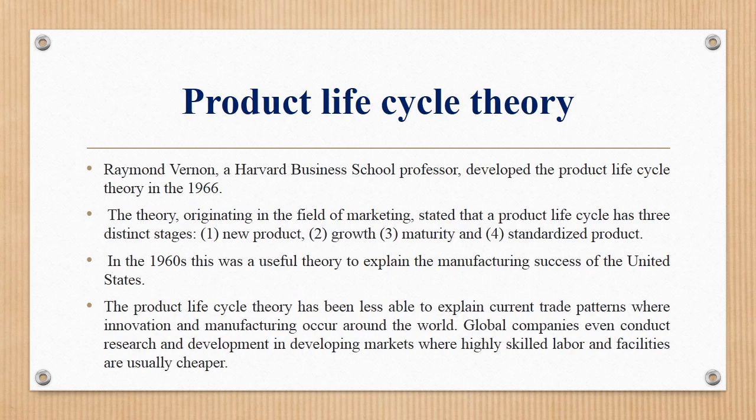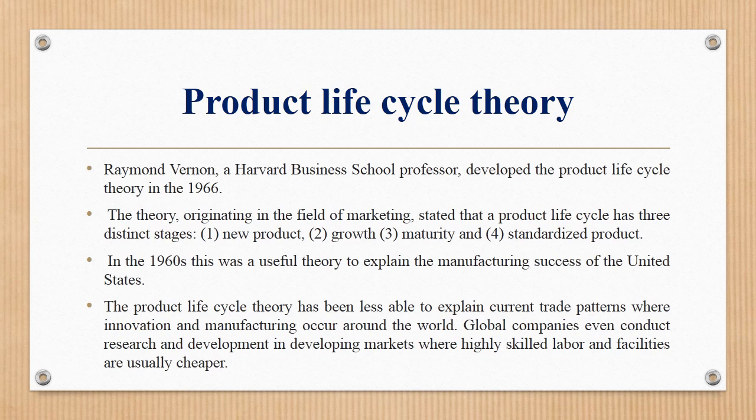Moving towards the next slide, which consists of the second theory, product life cycle theory. This theory was propounded by Raymond Vernon, a business professor at Harvard Business School, in the 1960s. The theory, which originated in the field of marketing, proposed that a product life cycle has three stages: new product, maturing product, and standardized product. The theory has a presumption that the production of a new product will completely arise in the country where it was invented.